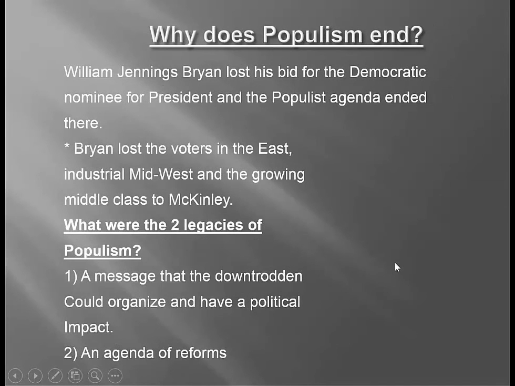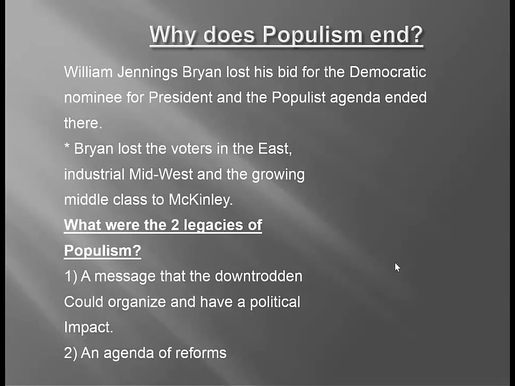Well, populism didn't last forever. It was an era. You got the Democratic and Republican parties, like we do now. The Tea Party, and I hate to say it's on the fringe a little bit, but it is. And when William Jennings Bryan lost his bid for the Democratic nominee for president, the populist agenda pretty much ended there. He was kind of the big leader of this.